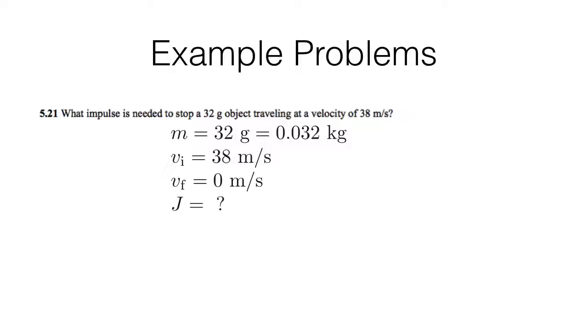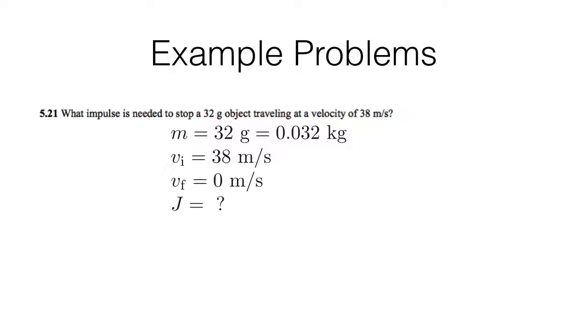The next problem is asking us to find the impulse needed to stop an object. The mass and the speed of the object are given. The mass is 32 grams, but in physics we don't work in grams, we use kilograms, so we have to convert that, and it is equivalent to 0.032 kilograms. The initial velocity is given as 38 meters per second, and we're trying to bring this object to a stop, so the final velocity will be 0 meters per second, and we're asked to find impulse, so capital J for impulse. What is that?